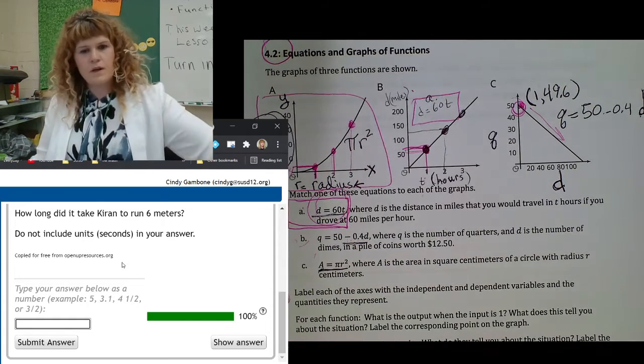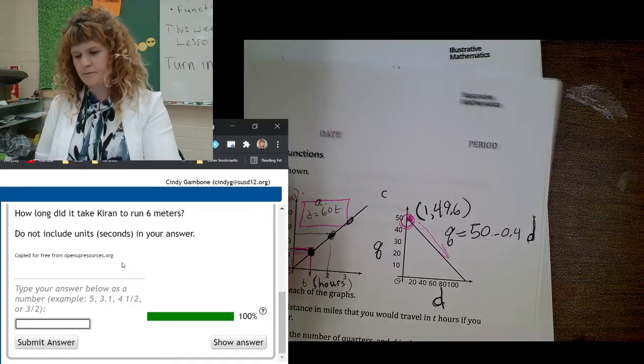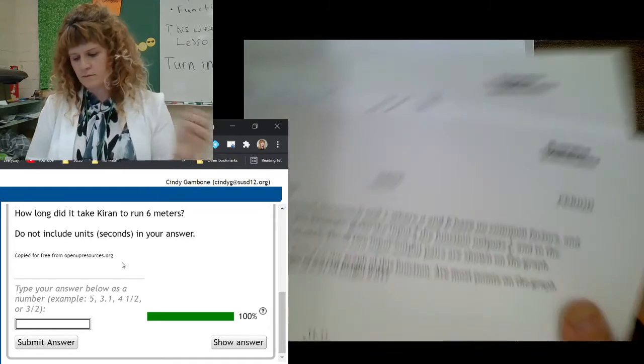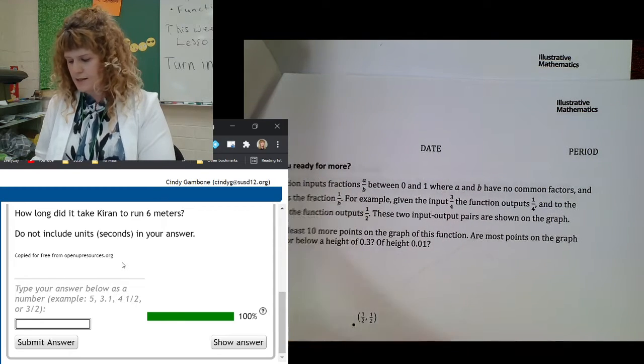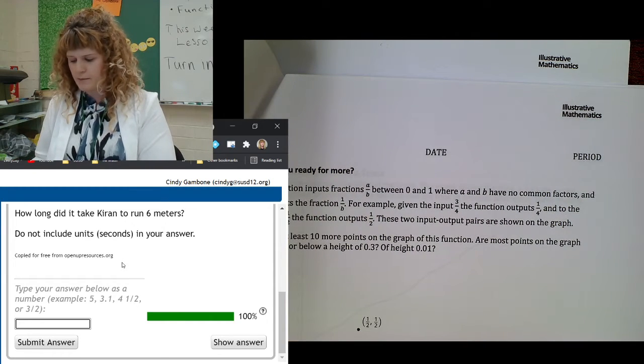Okay, we're on to the next page. Not this page. If you have the packet, it doesn't have the "Are you ready for more" problem. Keep going.